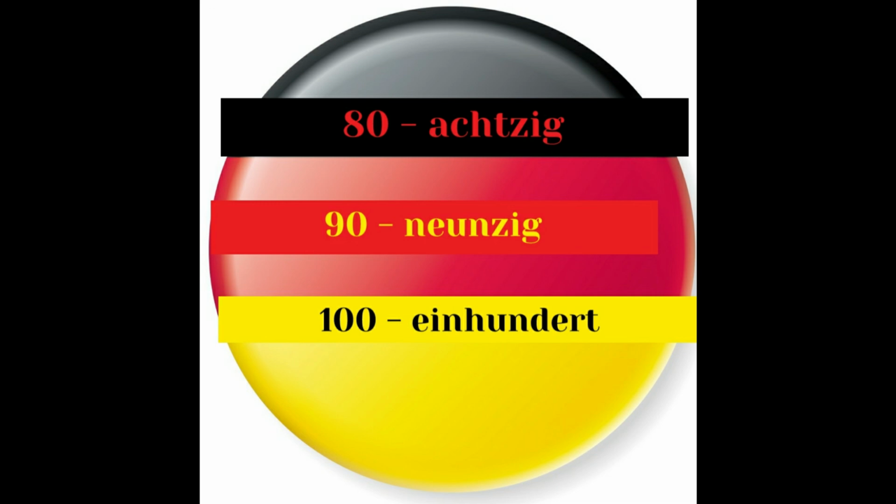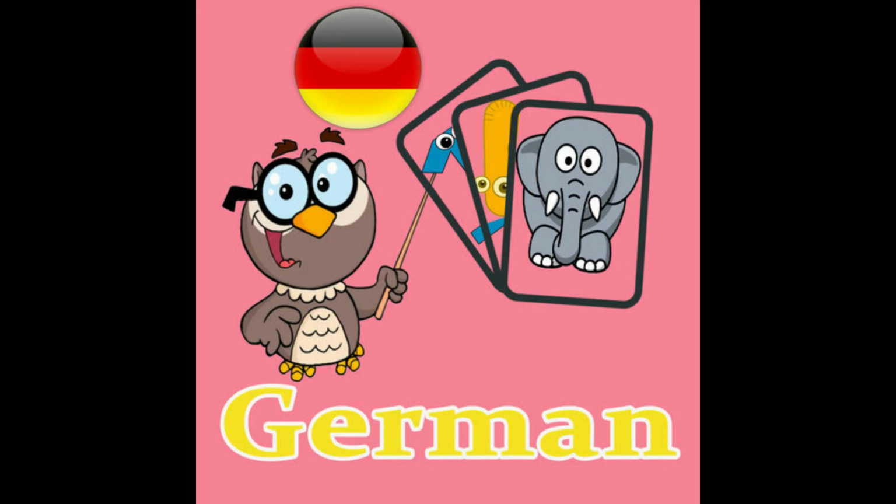Einhundert. If you notice again that the S is dropped from eins, you say einhundert. Okay, excellent. Now we can count all the way up to 100.